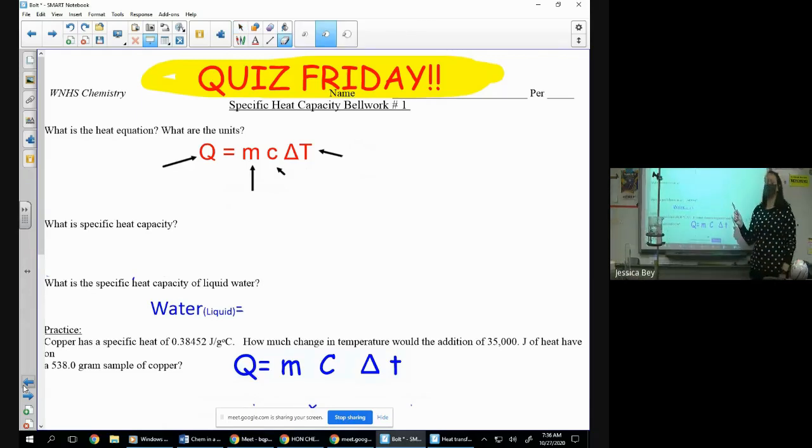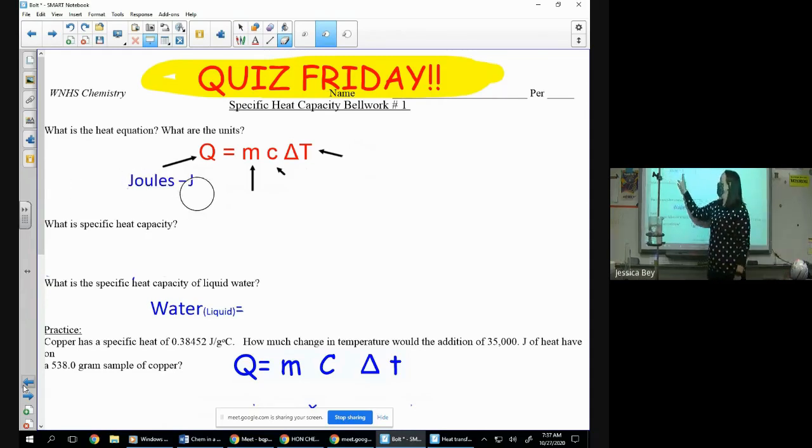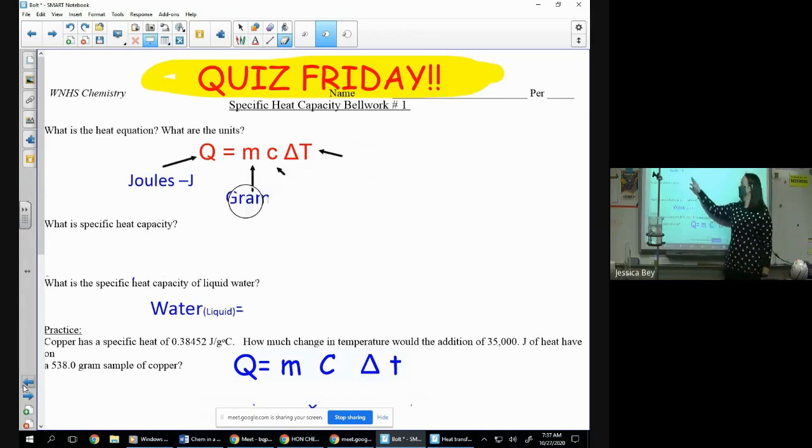The heat equation. What are the different variables? Q equals MC delta T is the heat equation. Q is in joules, the amount of thermal energy or heat, whenever you see that. M is in grams, the amount of mass. C is this new idea of specific heat capacity, which we'll talk about here in a second.